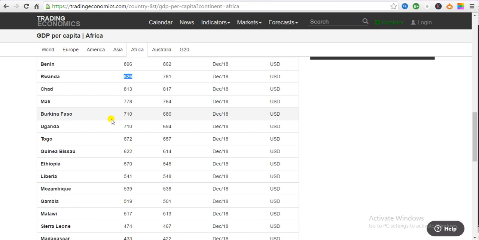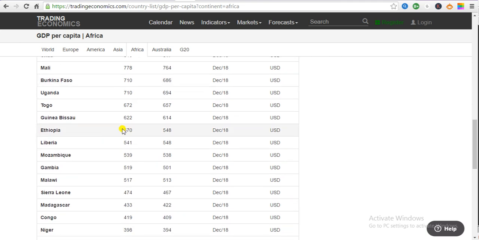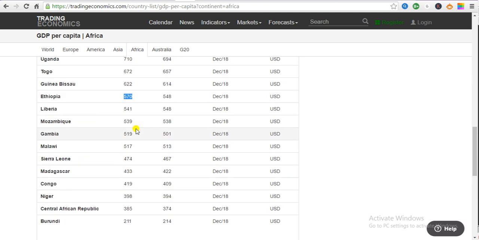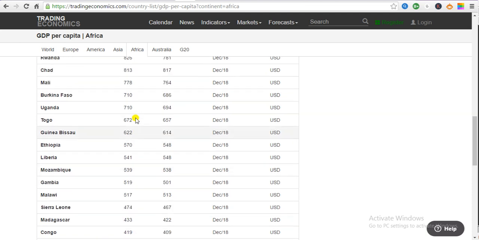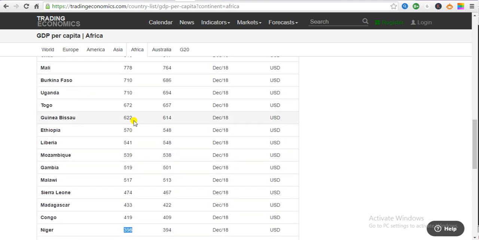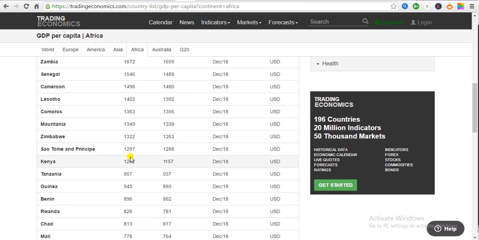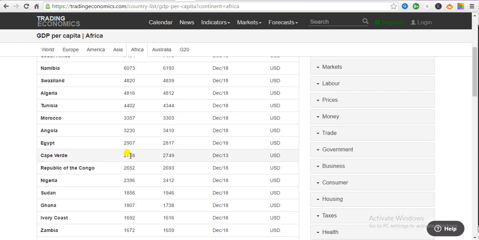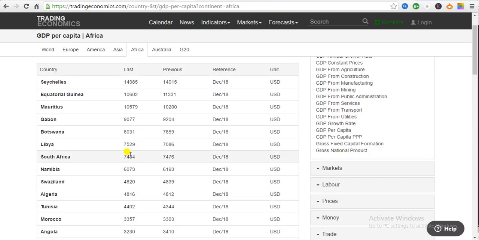Rwanda, not high. It should be higher because it's one of the fastest growing. Ethiopia should be higher because it's one of the most populous countries and one of the fastest growing. But the least one is Burundi, followed by places like Niger. But where is South Sudan? South Sudan should be. South Sudan has an economy of 1 billion, which is not okay.